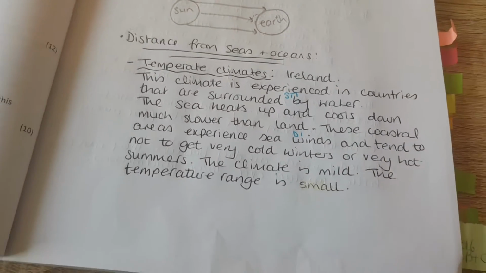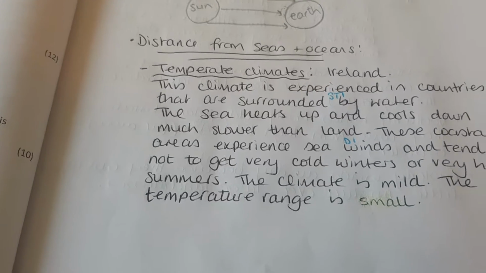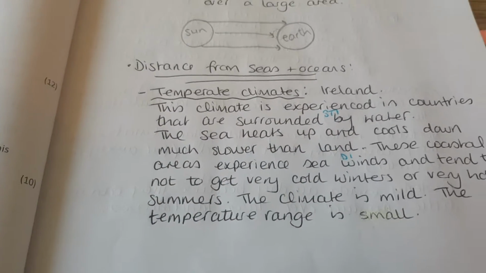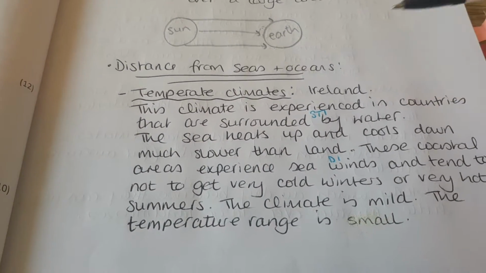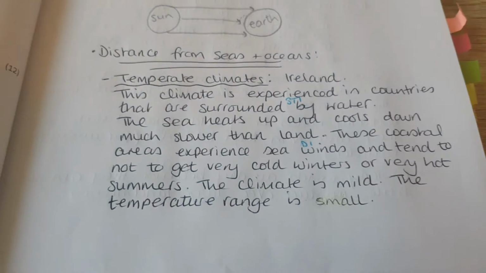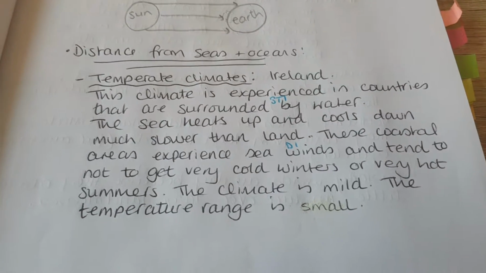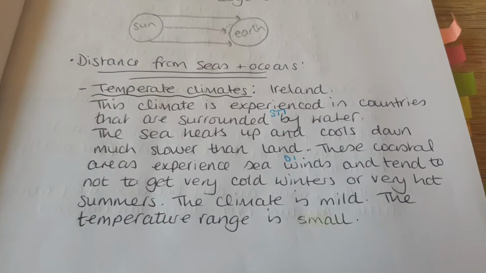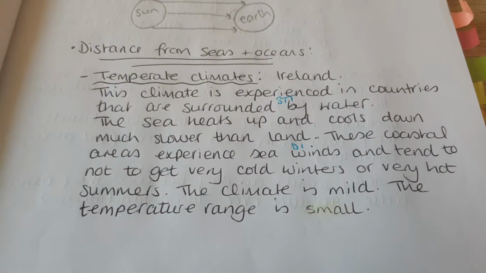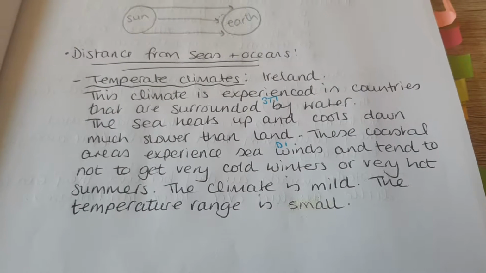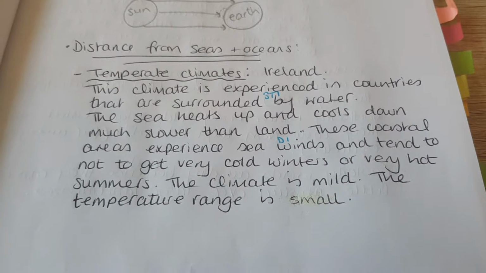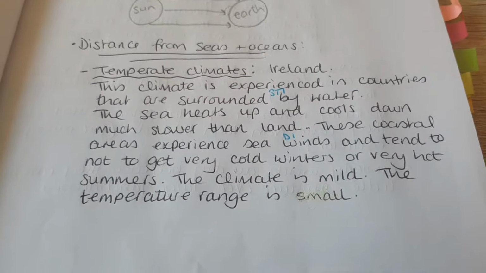So the next one then is distance from seas and oceans. The two things you need to talk about for this question are temperate climate and continental climate. Ireland is the example for a temperate climate, and that's mainly because we're surrounded by water. We have the Atlantic Ocean and the Irish Sea all around us. This climate is experienced in countries that are surrounded by water. Statement 1: the sea heats up and cools down much slower than land. These coastal areas experience sea winds and tend to not get very cold winters or very hot summers. The climate is mild. The temperature range is small.